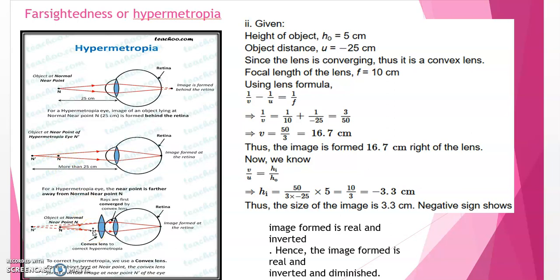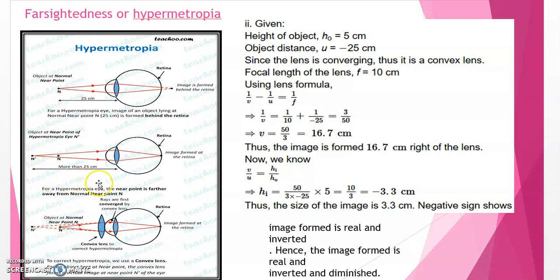So for hypermetropia, which lens is used? The convex lens. Which lens is a convex lens? It is a converging lens. So it converges the incident rays coming from the near point. Then where will the near point shift? It will shift farther away.